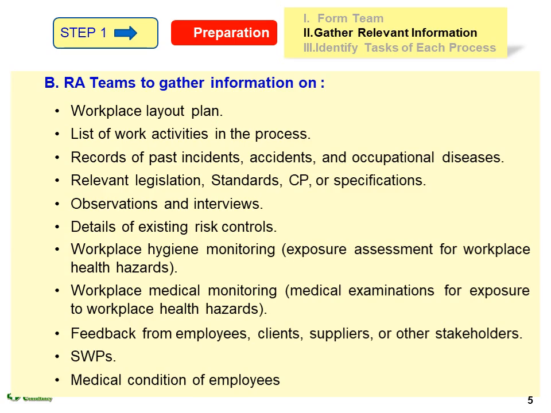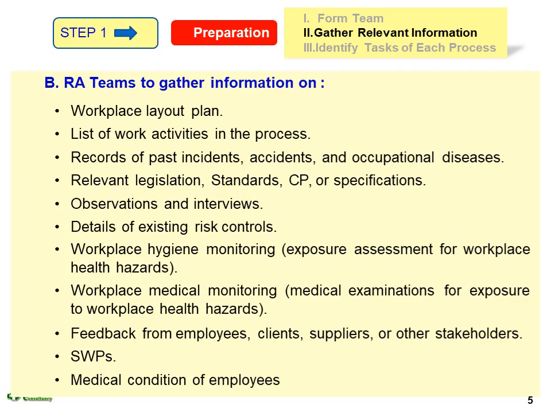RA teams gather information on workplace layout plan, list of work activities in the process, records of past incidents, accidents, and occupational diseases, relevant legislation, standards, CP, or specifications, observations and interviews, details of existing risk controls, workplace hygiene monitoring, exposure assessment for workplace health hazards.